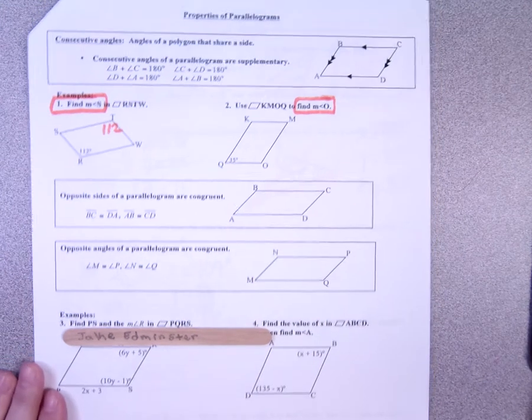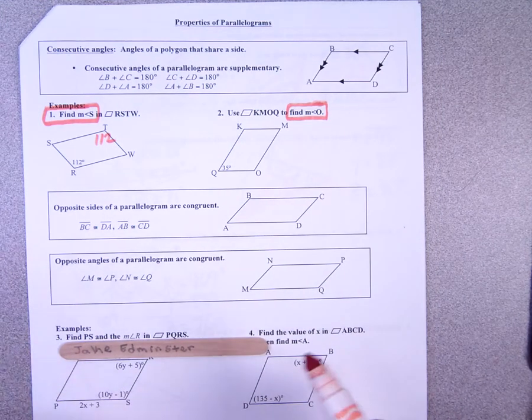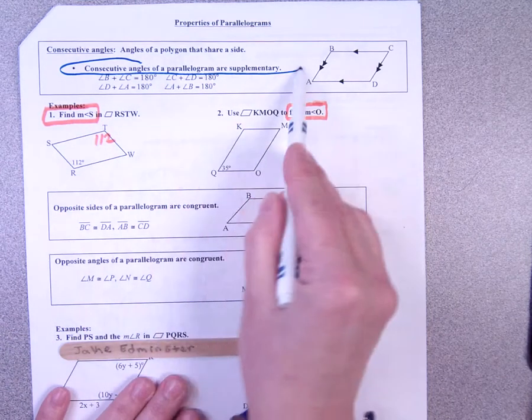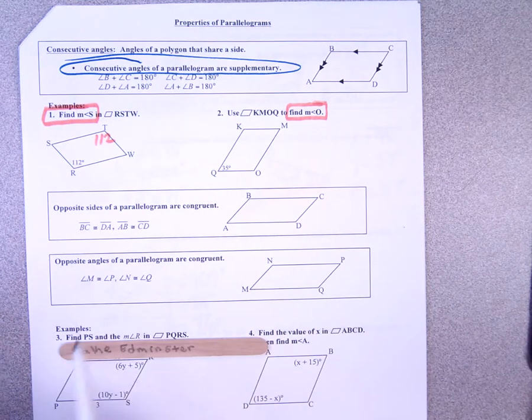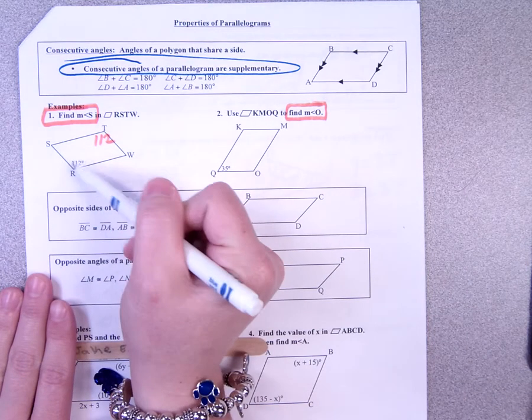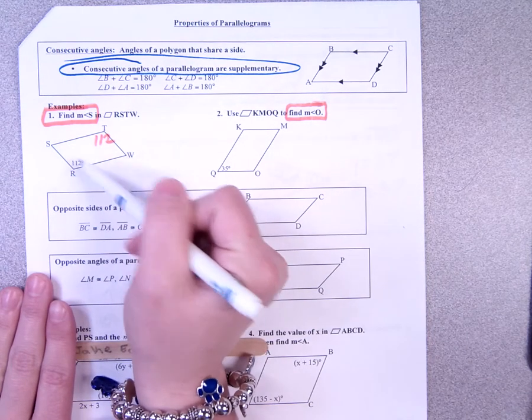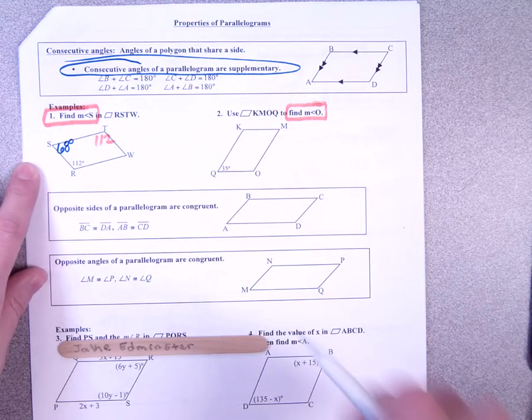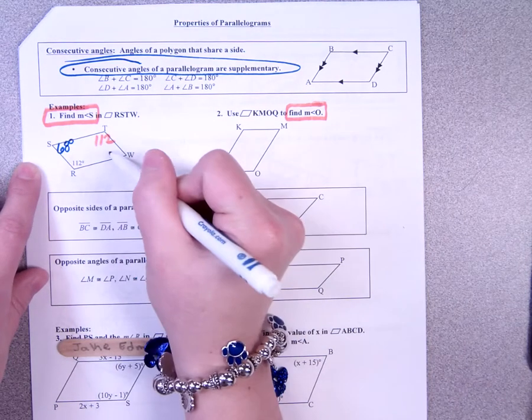And it actually tells us at the top of the page too. Consecutive angles are supplementary. So I would take 180 minus 112. Can anybody tell me what that is? 68. And just to finish it, if S is 68, what's W?